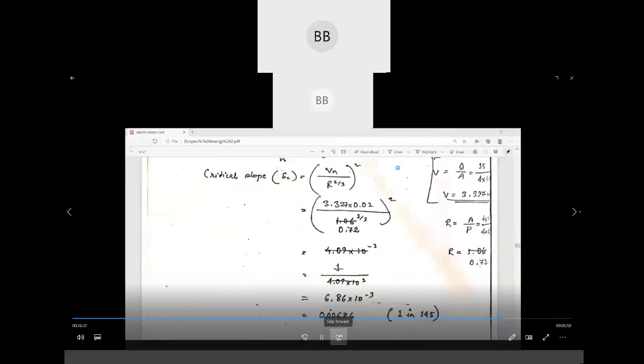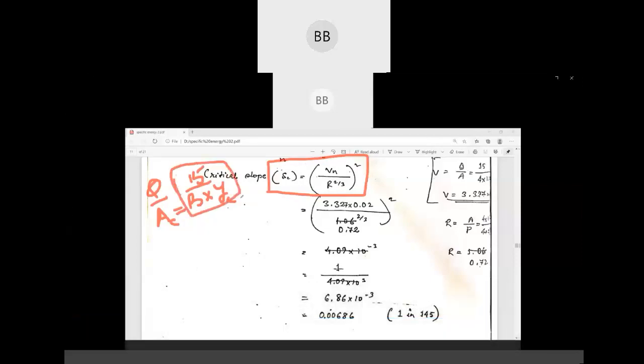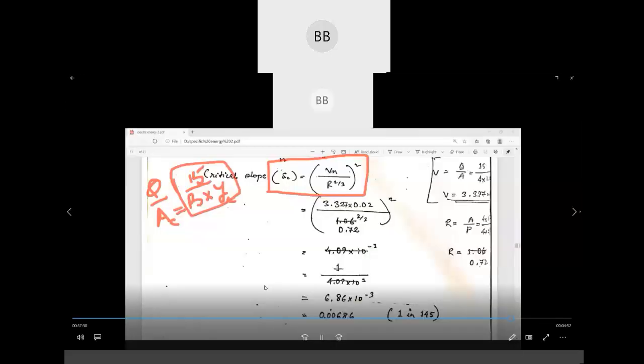If you simplify, you will get this expression: Sc is equal to V multiplied by n, the roughness coefficient, divided by R to the power 2 by 3, whole square. You can directly find out the velocity as discharge by area. Discharge is 15, and the yc value we have already calculated, so you can directly find out the velocity from here.